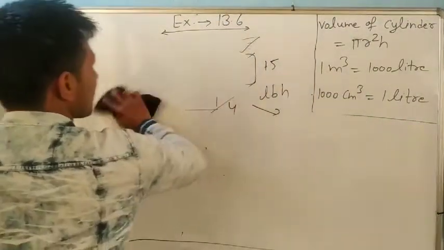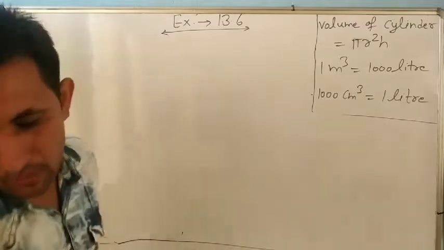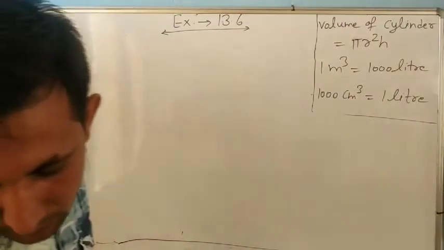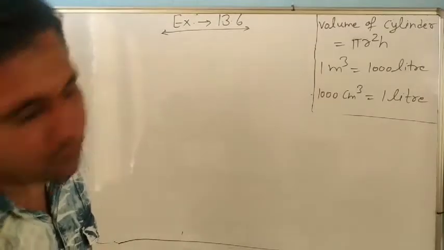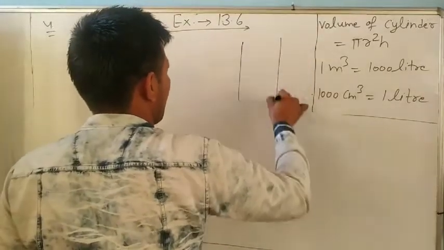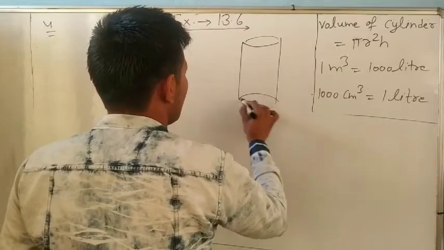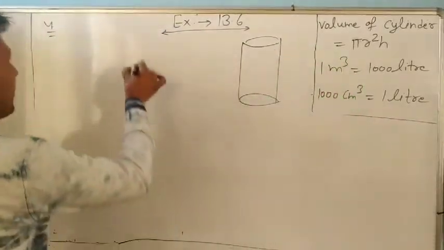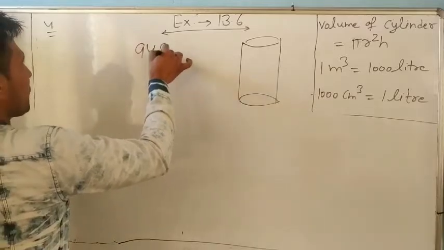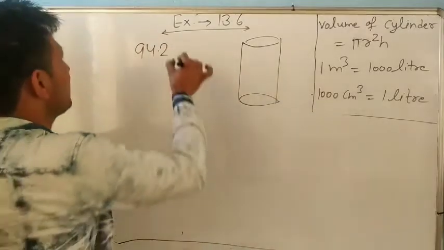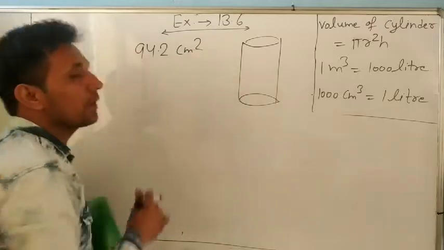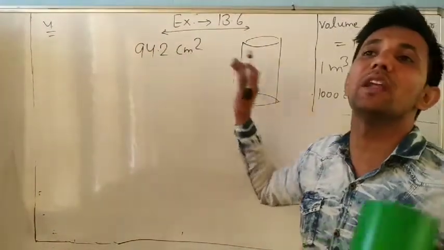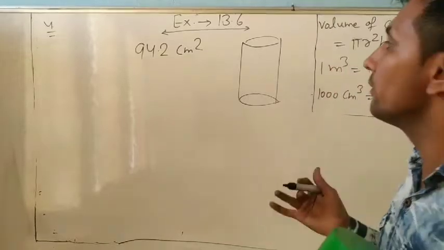Next is question 4. Question 4 also you can do yourself. If the lateral surface area of a cylinder is given as 94.2 centimeter square. Always remember, whenever centimeter square or meter square comes, it means we are finding area, and whenever cube comes, it means we are finding volume.